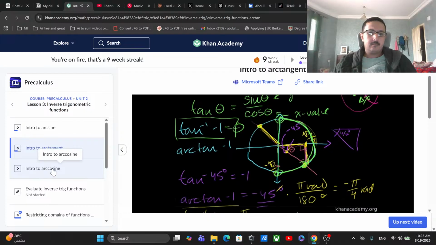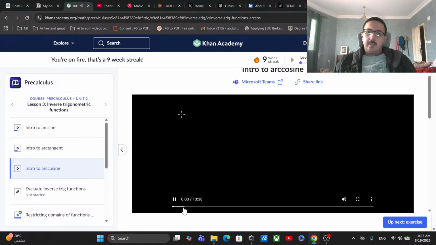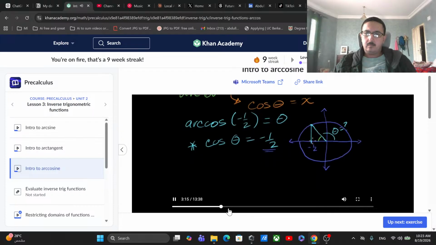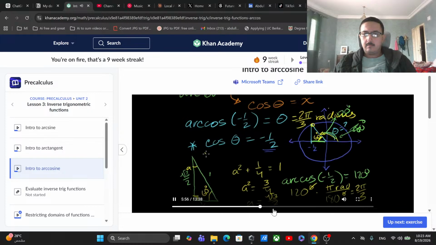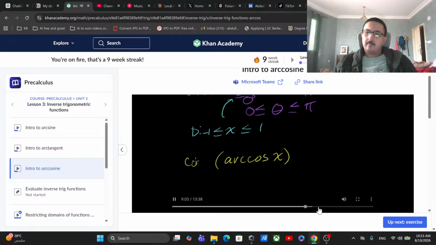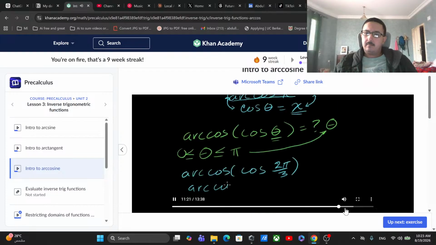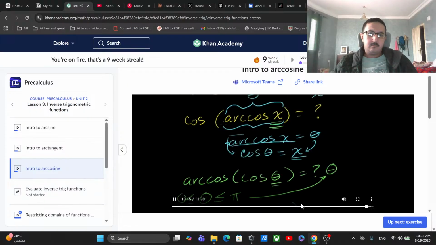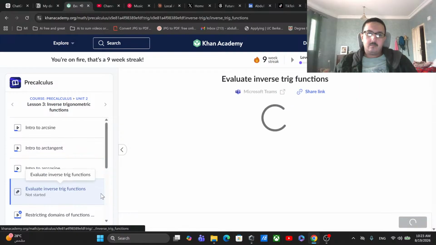And then, just to do a cosine example, let me make this triangle a little bit bigger. So we could write that the cosine of 2 pi over 3 is equal to minus 1/2. The cosine of the arc cosine of x is always going to be x.